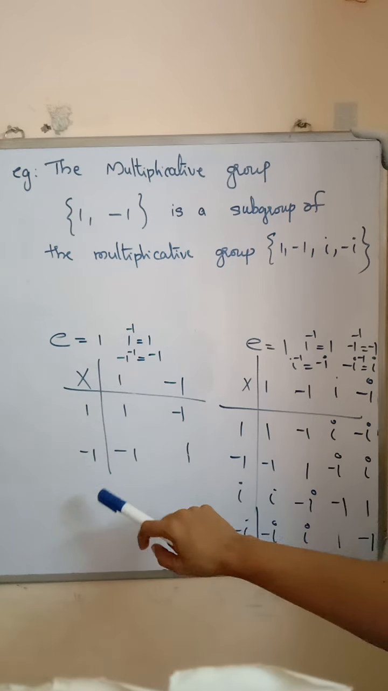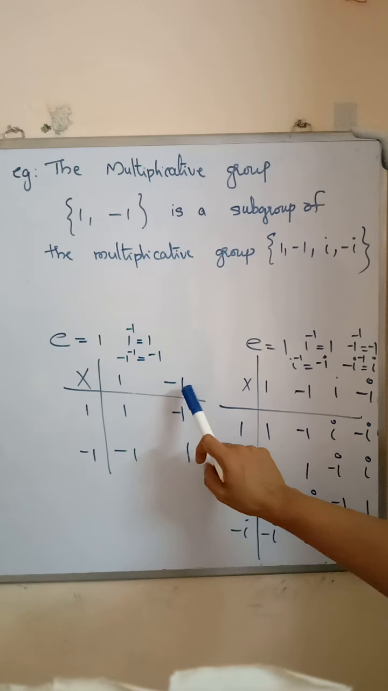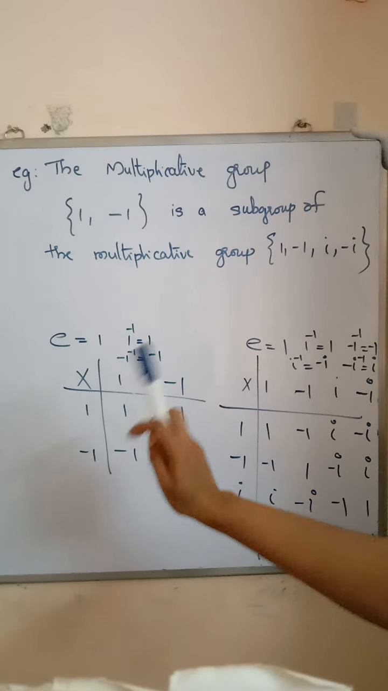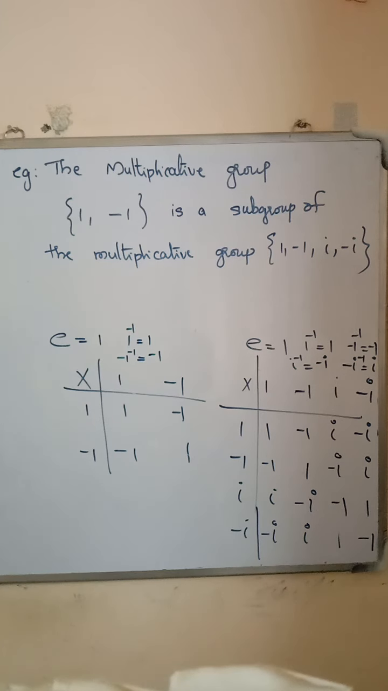The inverse of 1 is 1 and the inverse of -1 is also -1, because -1 into -1 is 1. So all the properties of a group are satisfied. Therefore, {1, -1} under multiplication is a group. Similarly, is {1, -1, i, -i} under multiplication a group or not?